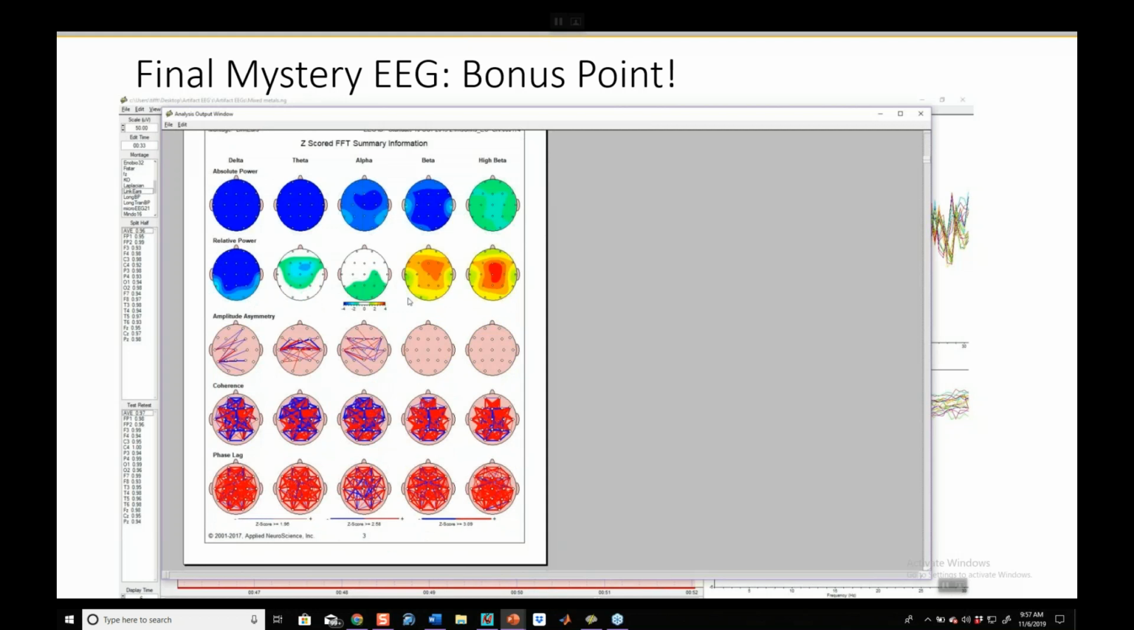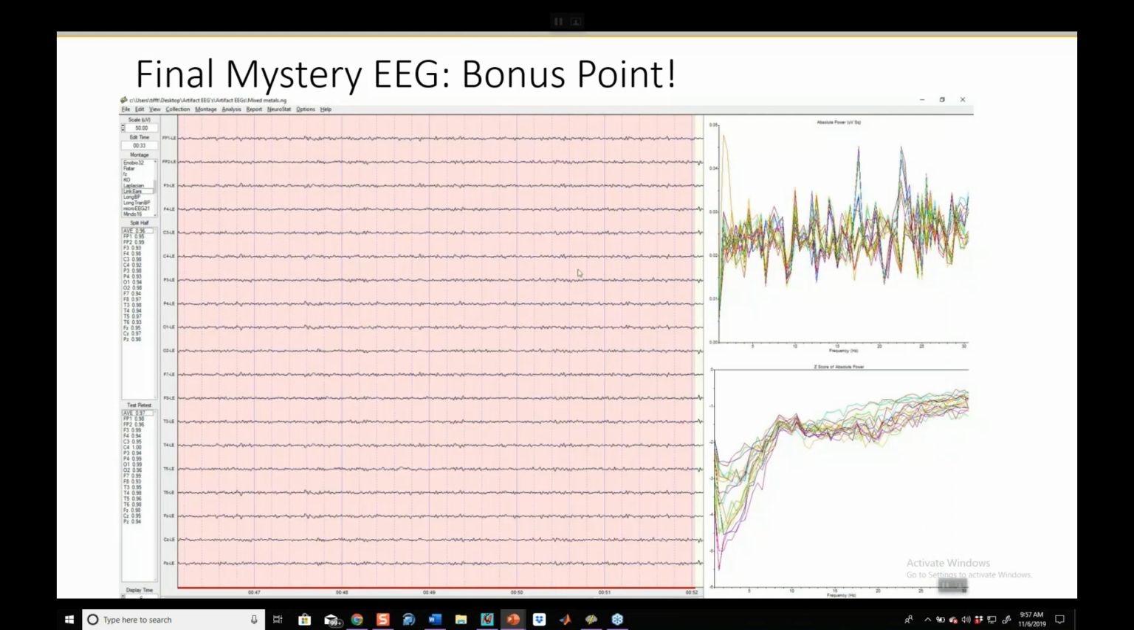Blue, blue, blue. Okay, so write down your answer. And if you guessed mixed metals, you're a winner. Congratulations. So that is actually a silver ear clip, in this case paired with a tin electrode cap. So we've mixed the metals, and what's happened is it's cranked out an ugly EEG that isn't worth anything.